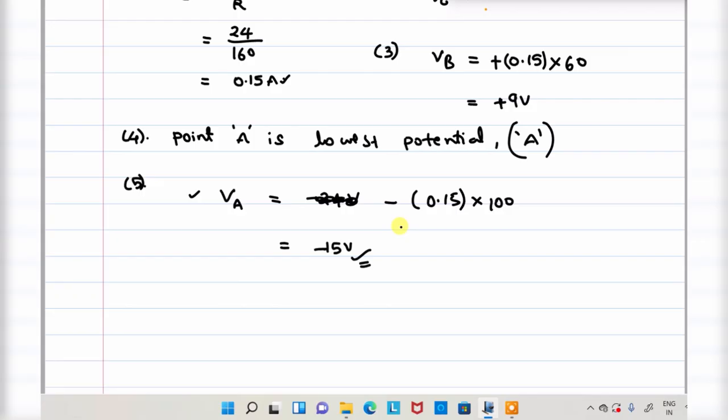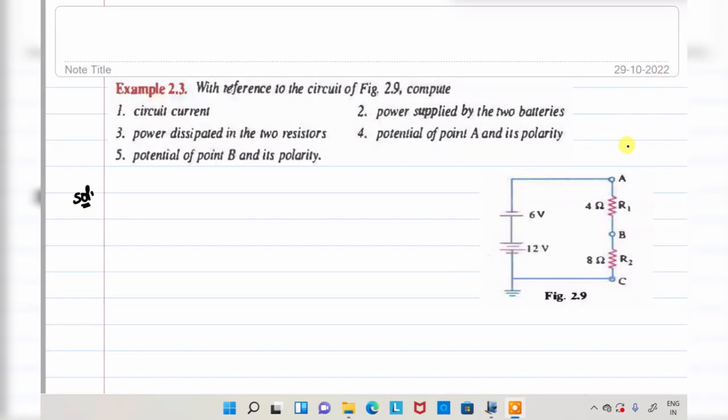Okay, right. So here, with reference to the circuit shown in the figure, the first point is the circuit current you need to find out. Circuit current I is equal to V by R equivalent. But here two batteries are connected with polarities plus and minus, plus and minus. Whenever same polarities are connected, according to Coulomb's law, same charges repel each other.